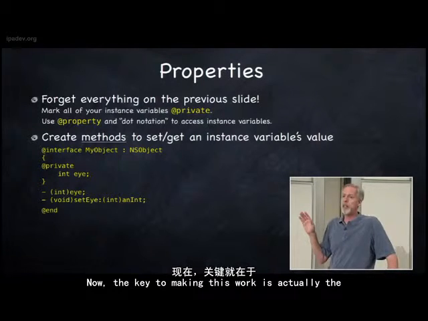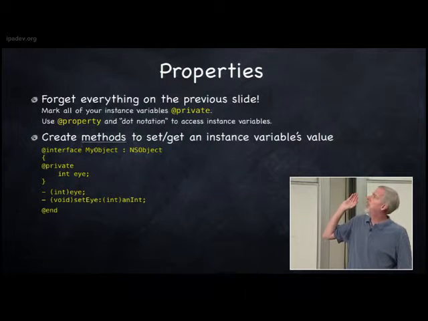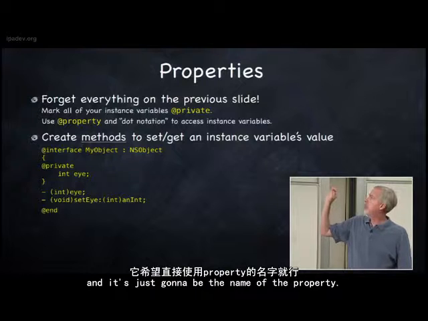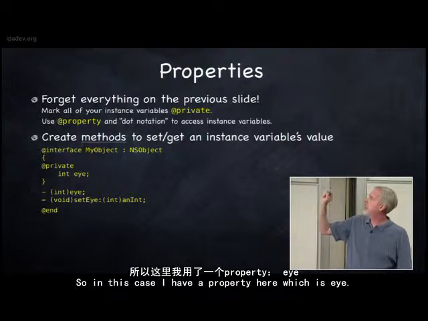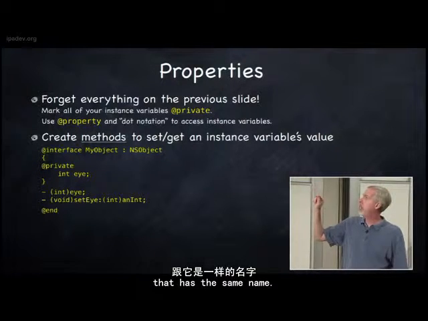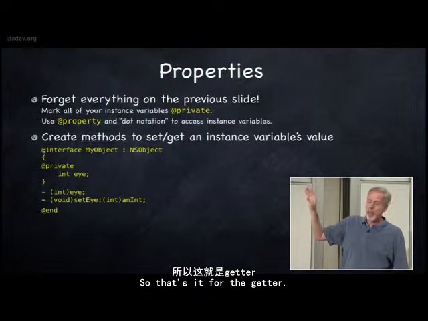Now, the key to making this work is actually the naming convention. This is what the naming convention looks like. The getter is going to take no arguments, and it's just going to be the name of the property. So in this case, I have a property here, which is i. I happen to have an instance variable, private, that has the same name. And so I have a method i. So that's it for the getter.